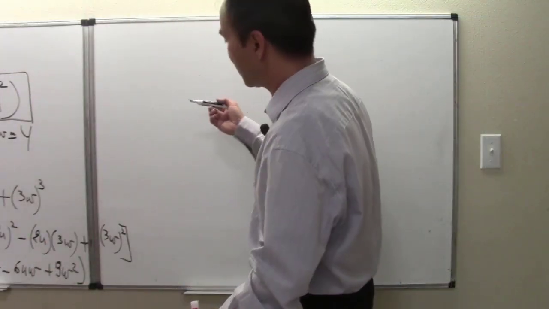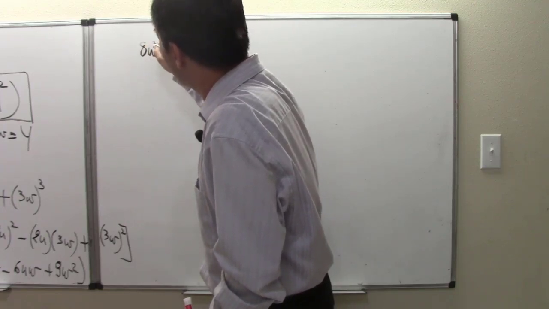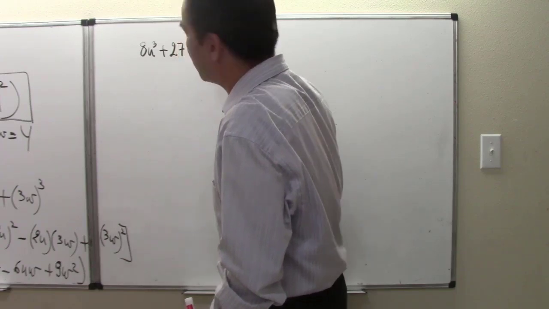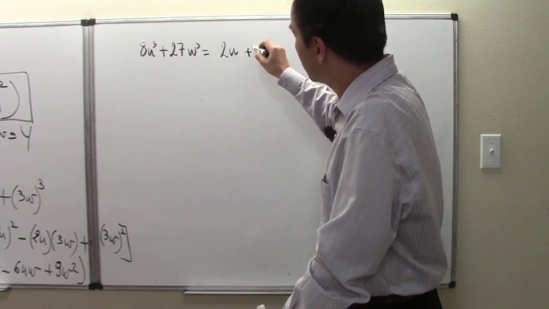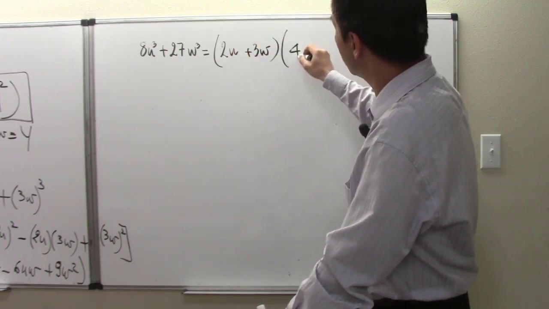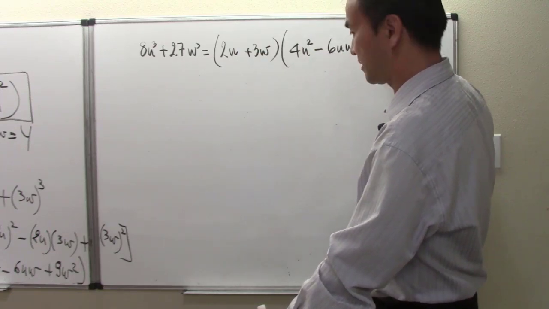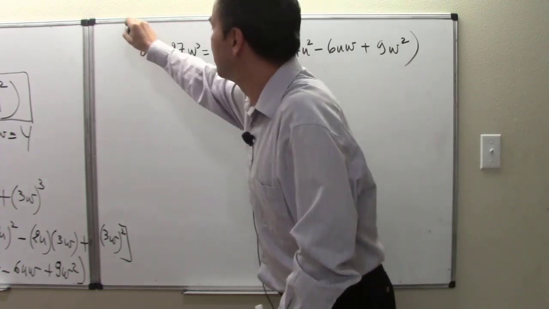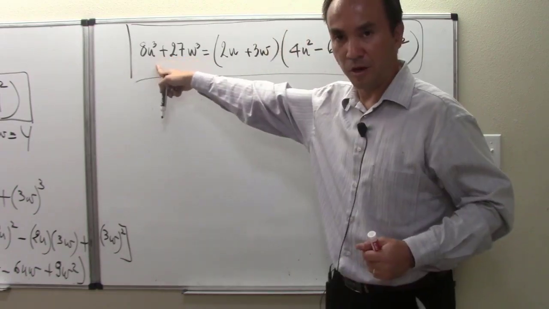And so as a conclusion, 8u cubed plus 27w cubed can be factored into 2u plus 3w in product with 4u squared minus 6uw plus 9w squared. And that's how I have factored out this polynomial.